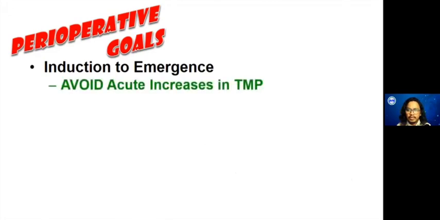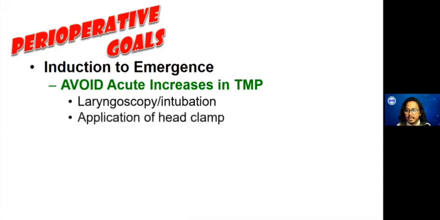Next, we want to avoid acute increases in the transmural pressure gradient. Sudden increases in TMP may lead to rupture. Particularly vulnerable periods during anesthesia occur during laryngoscopy, head pinning, incisions, or any other forms of sympathetic stimulation.